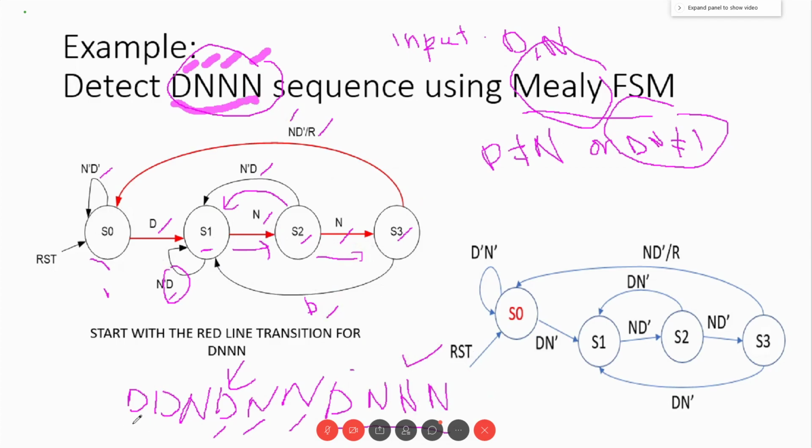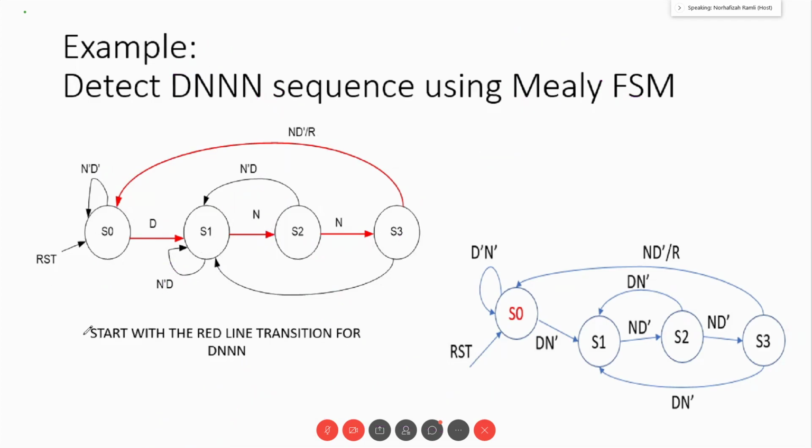So if you write the state process, you start from S0. If you see another D, you still stay in S0. If you see N, you still stay in S0 because, sorry, N is what you want. Mistake. Oh, okay. Let me try.